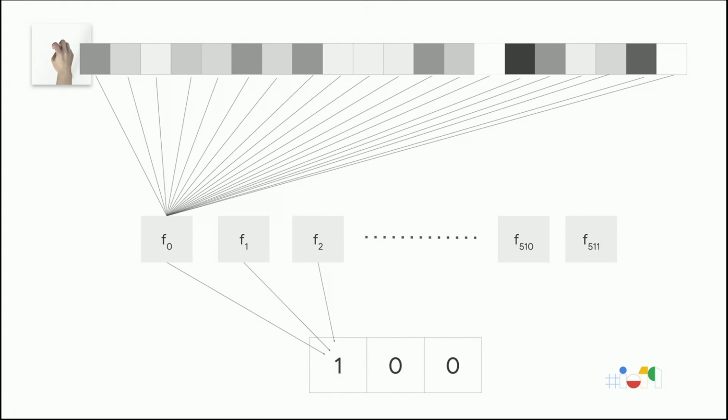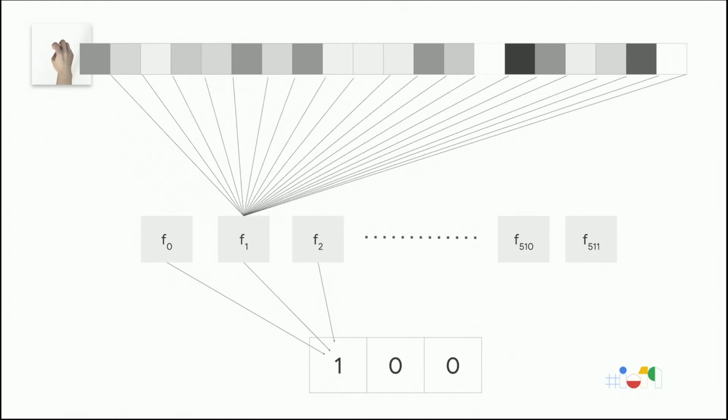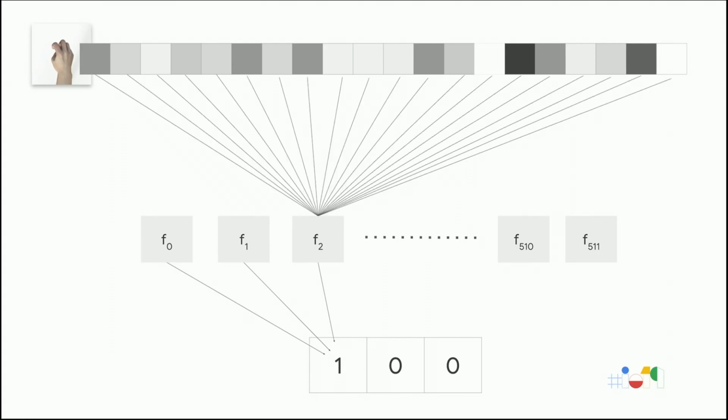So function 0 is going to grab all those pixels, function 1 is going to grab all those pixels, function 2 is going to grab all those pixels, and if those pixels are the shape of a rock, then we want the output of function 0, 1, and 2 all the way up to 511 to be outputting to the box on the left at the bottom, to stick a 1 in that box.